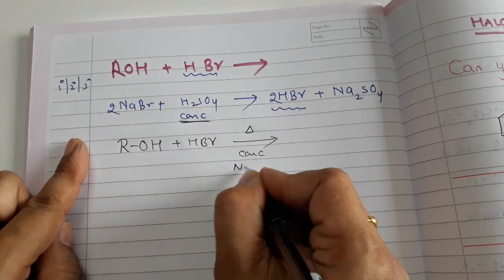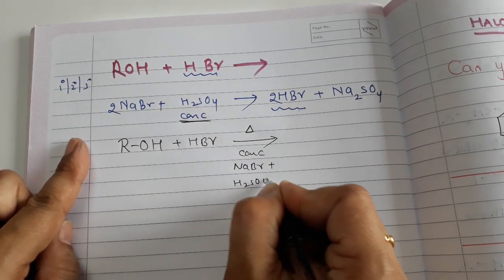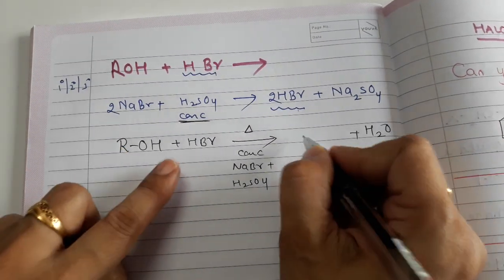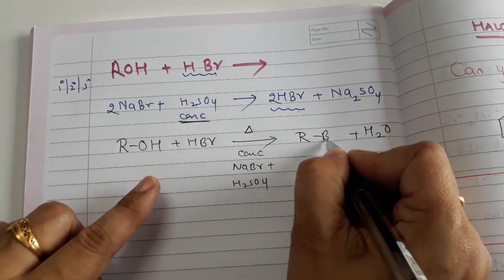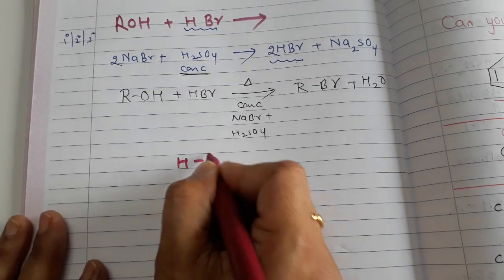So on heating with the mixture of NaBr plus H2SO4, we are getting water as a byproduct and we are getting alkyl bromide. Okay. Now, HBr is over. Now, let us go for HI.